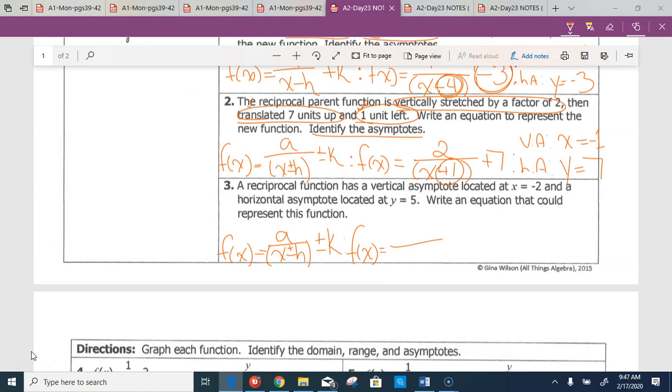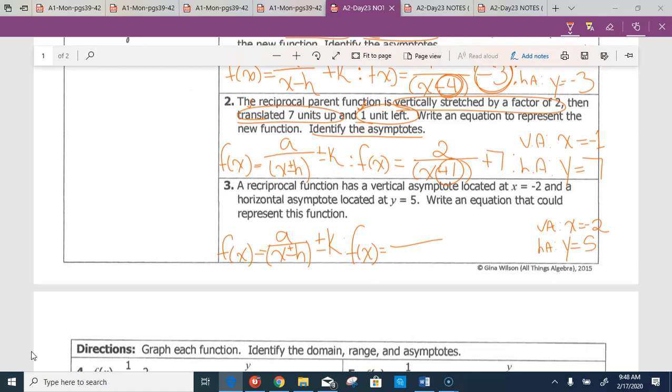A reciprocal function has a vertical asymptote located at x equals 2. So now they're giving me a little backwards stuff. A vertical asymptote at x equals -2. That will be helpful. And a horizontal asymptote located at y equals 5. So horizontal asymptote at y equals 5.